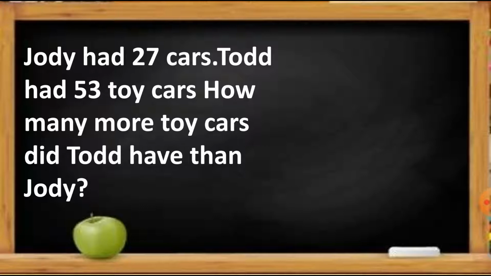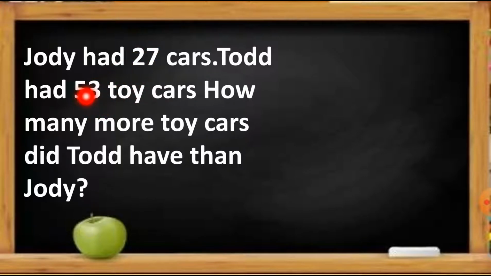Here is the next example for you. Jody had 27 toy cars. Todd had 53 toy cars. Okay, Jody and Todd are friends. So Jody had 27 toy cars and Todd had 53 toy cars. Our question is, how many more toy cars did Todd have than Jody? Jody had fewer toy cars and Todd had more toy cars.